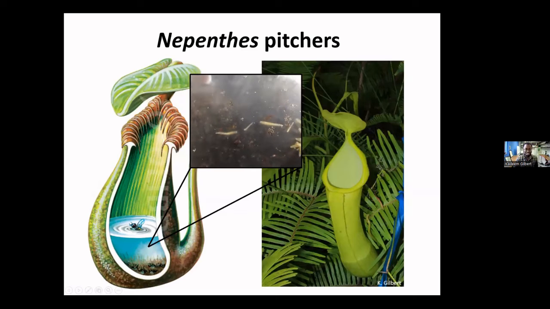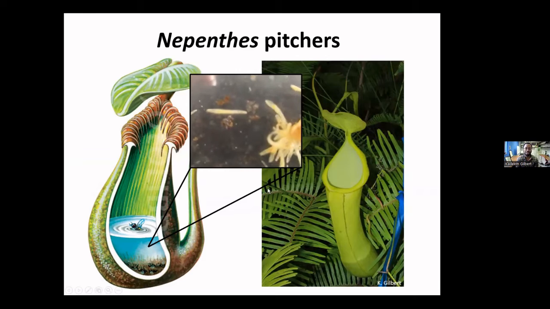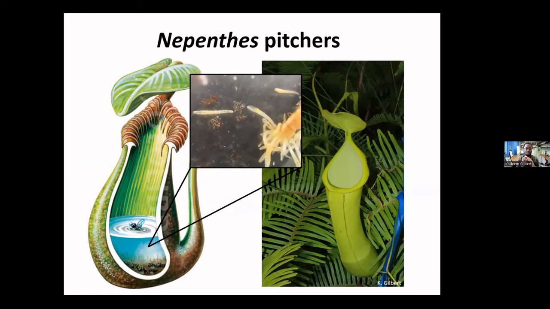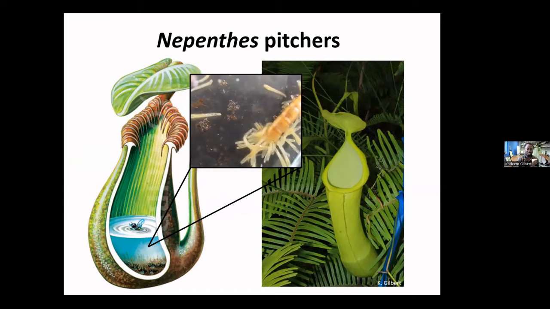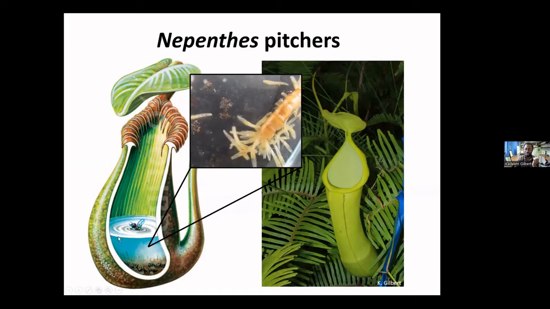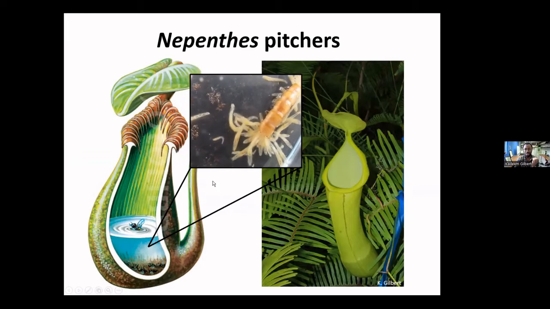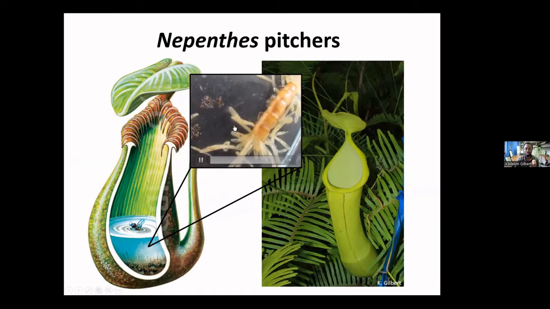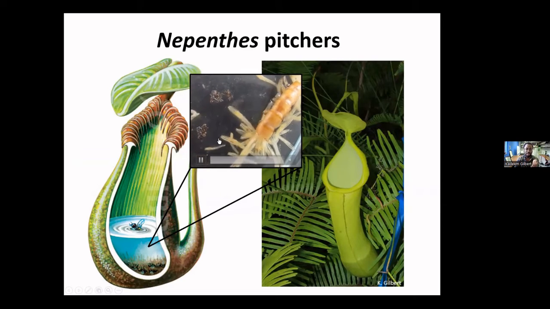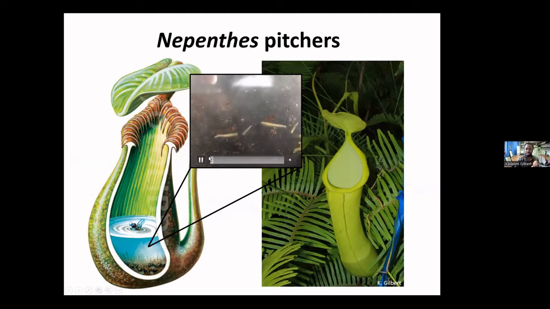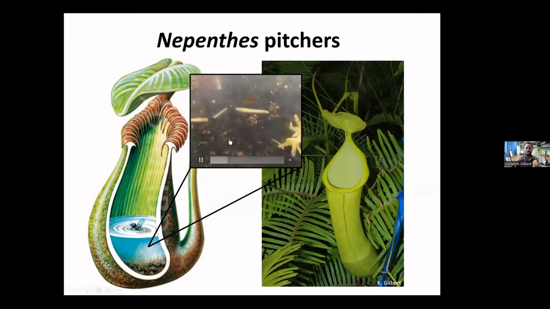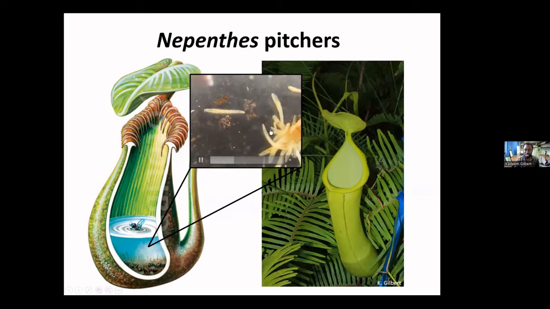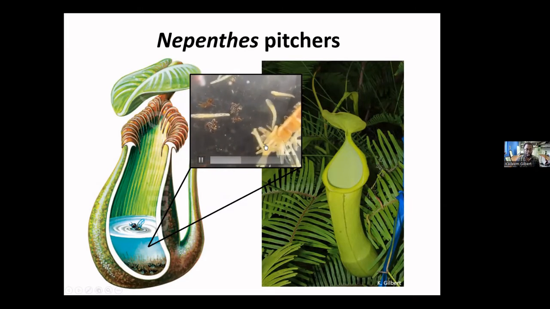So as you can see here, pitchers are a bit of a paradox in that they're not just this pit of death, right, where we see drowning flies in the bottom like this. But when you peer inside, you can also see things like these. So this video that's playing right now are some phorid fly larvae that I collected from a pitcher of Nepenthes gracilis in Singapore. So you can see them out there in a petri dish eating a mealworm.